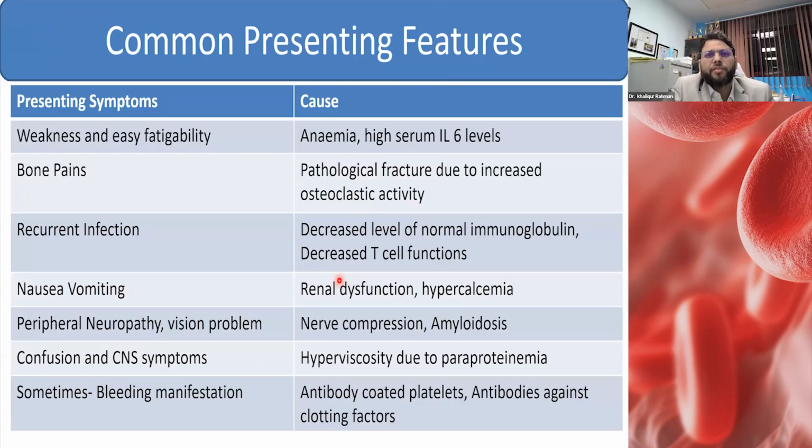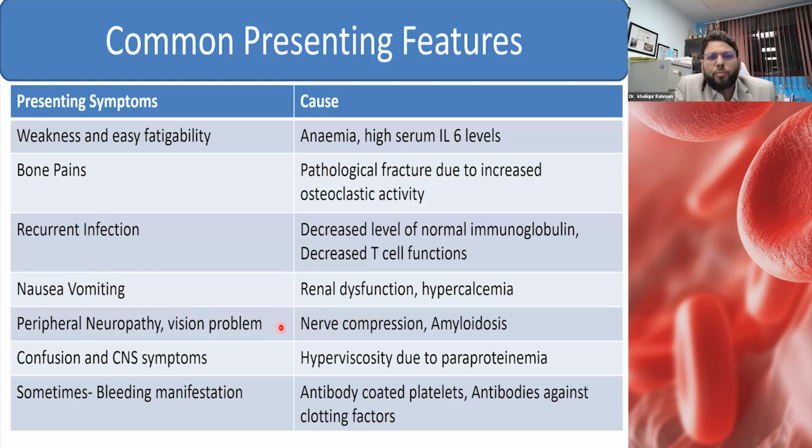So what are the common presenting features? Patients usually present with weakness and easy fatigability, attributed to anemia and high serum IL-6 levels. Patients have bone pains attributable to pathological fractures due to increased osteoclastic activity, and recurrent infections due to decreased levels of normal immunoglobulin. More than 50-60% of patients with multiple myeloma have subnormal immunoglobulin levels. They also have reduced T cell function. And when the disease is full blown, replacing all the marrow elements, neutropenia and other things also lead to recurrent infections. Patients have nausea and vomiting because of hypercalcemia and renal dysfunction.